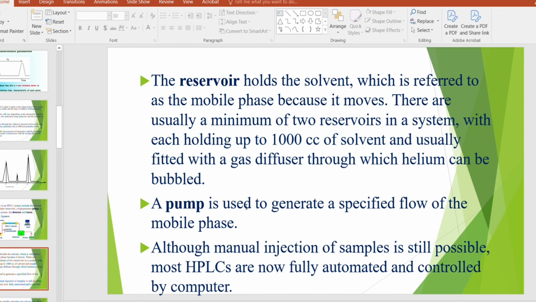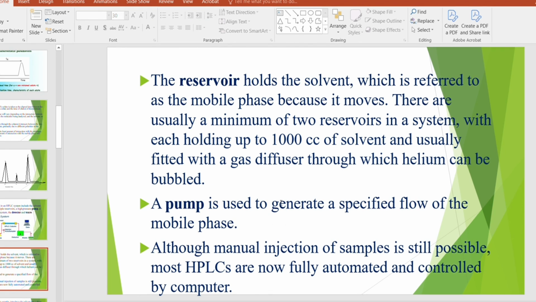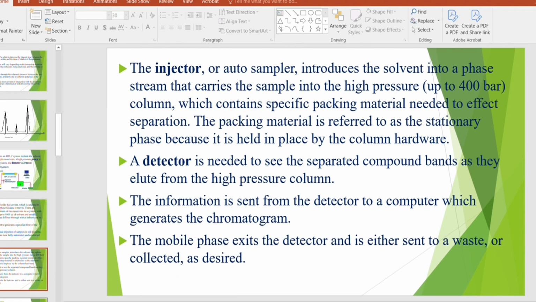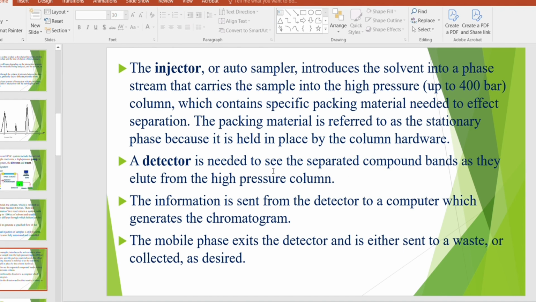The reservoir holds a solvent, which is referred to as the mobile phase, holding 2000 cc of solvent. The pump is used to generate a specified flow, usually from 1 to 3 ml per minute, although manual injection is also possible. Nowadays we have automated systems. In the injector autosampler, we can place a lot of samples. Pressure can go up to 400 bars, in terms of bars or PSI, different units. The detector is used to see the separated column bands as they elute from the high pressure column.